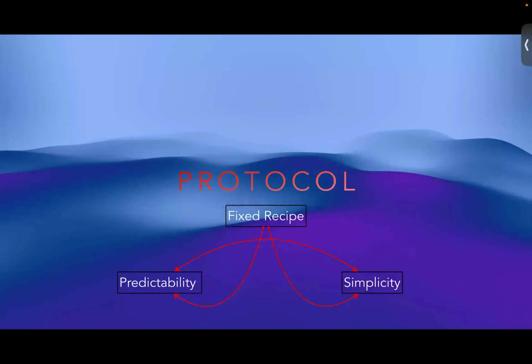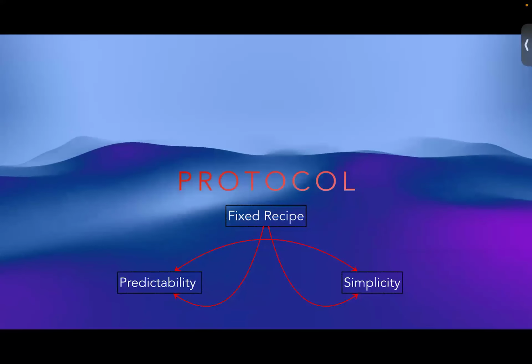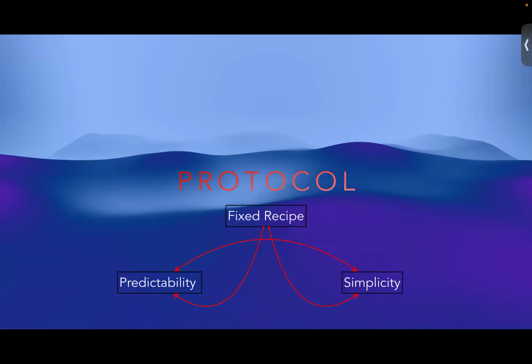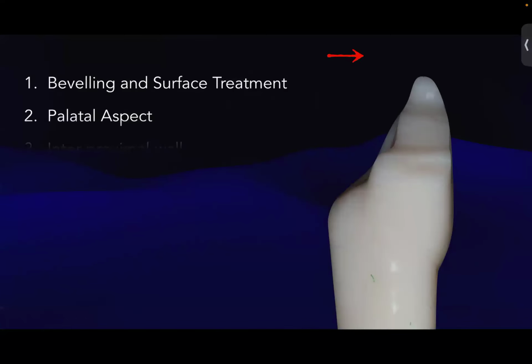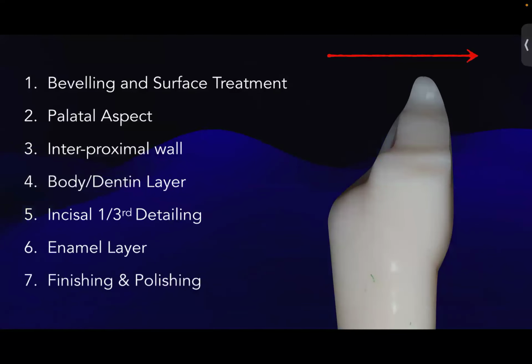Now, we discussed this protocol, you remember, where we need to have a fixed recipe. And that fixed recipe, when it comes to anterior restorations, is going from the palatal towards the buccal aspect of the tooth. Okay, we've completed the beveling and surface treatment. Now, the first thing we are going to restore is the palatal aspect, which is the palatal shelf. Then we are going to go ahead with the interproximal wall, then the dentine layer. Then we are going to do the incisal 1/3 detailing. Then we are going to do the enamel layer, and then finally finishing and polishing.